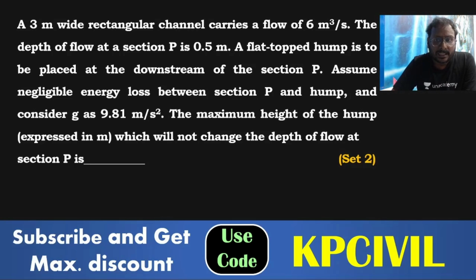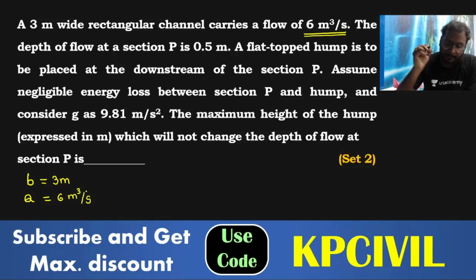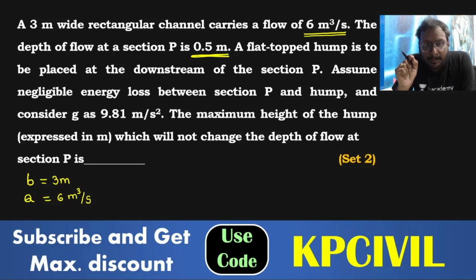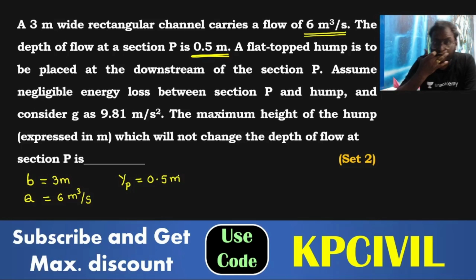A 3 meter wide rectangular channel. Width is equal to 3 meter. It carries a flow of 6 meter cube per second. Discharge is equal to 6 meter cube per second. The depth of flow at section P is 0.5 meter. Depth of flow at a particular section P, YP, is 0.5 meter.